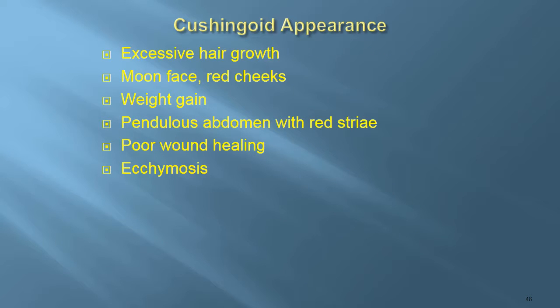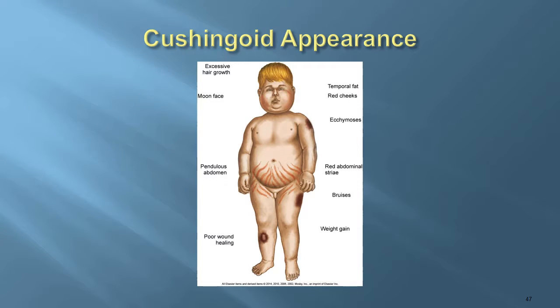So what would a Cushingoid appearance look like? You would see excessive hair growth, moon face, red cheeks, weight gain, pendulous abdomen with red striae, poor wound healing, and ecchymoses. This picture demonstrates the characteristics of Cushing syndrome.